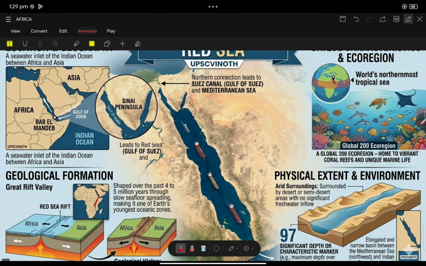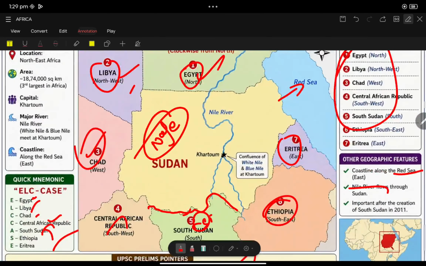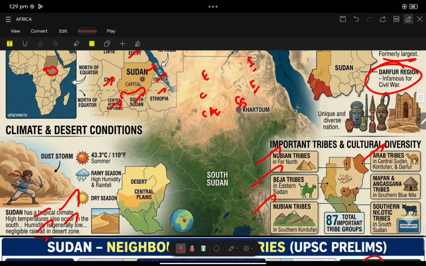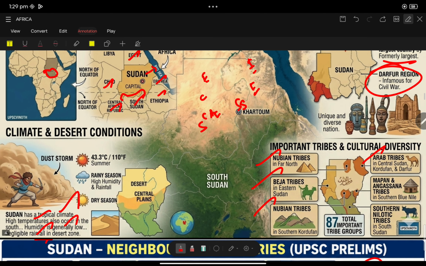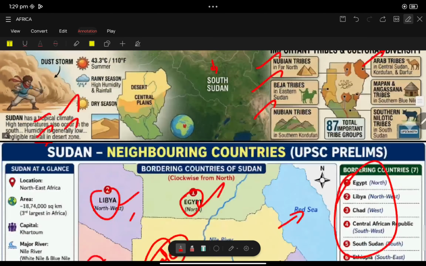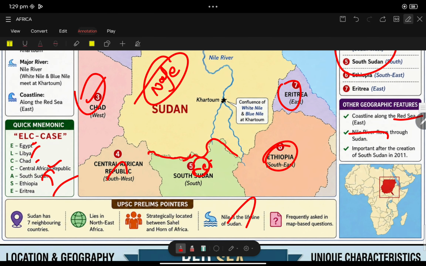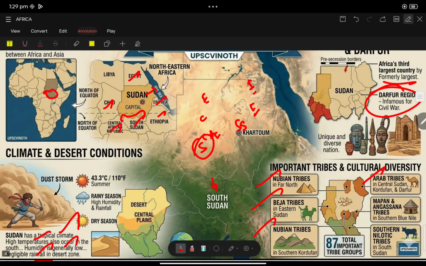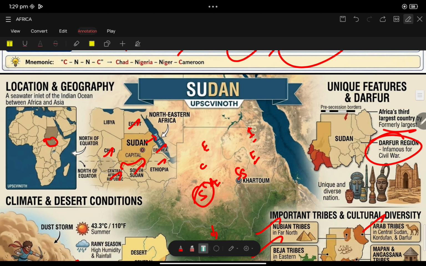Now let us move to South Sudan. Very simple: South Sudan is south of Sudan. South Sudan is bordered by how many countries? Let us see.